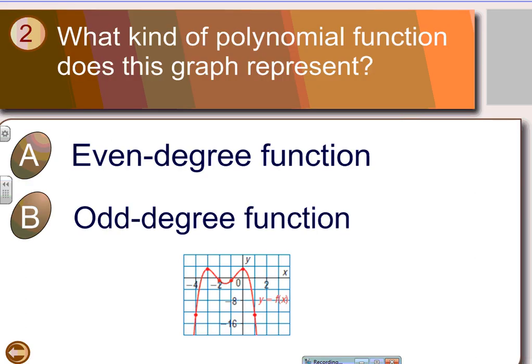All right, what kind of polynomial function does this graph describe? Is it even or is it odd? And just for yourself, be thinking as well, and I'll have that as a question on there as well. Is it even or is it odd? And is it positive or is it negative? So there'll be two parts of this question: even or odd, and is it positive or negative leading coefficient? Try that. That's on the bit.ly loop.